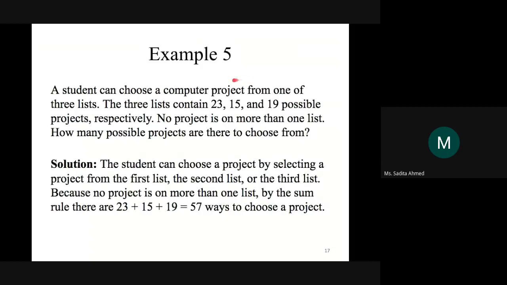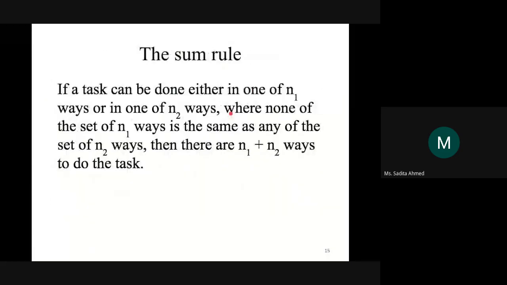So first of all, we have the task of doing what? The task of choosing a computer project. And this task can be done in how many ways? In either one of 23 ways, or one of 15 ways, or one of 19 ways. Where, based on this sentence, none of the ways in these 3 sets are in common with each other. So that satisfies the criteria of the sum rule, right?